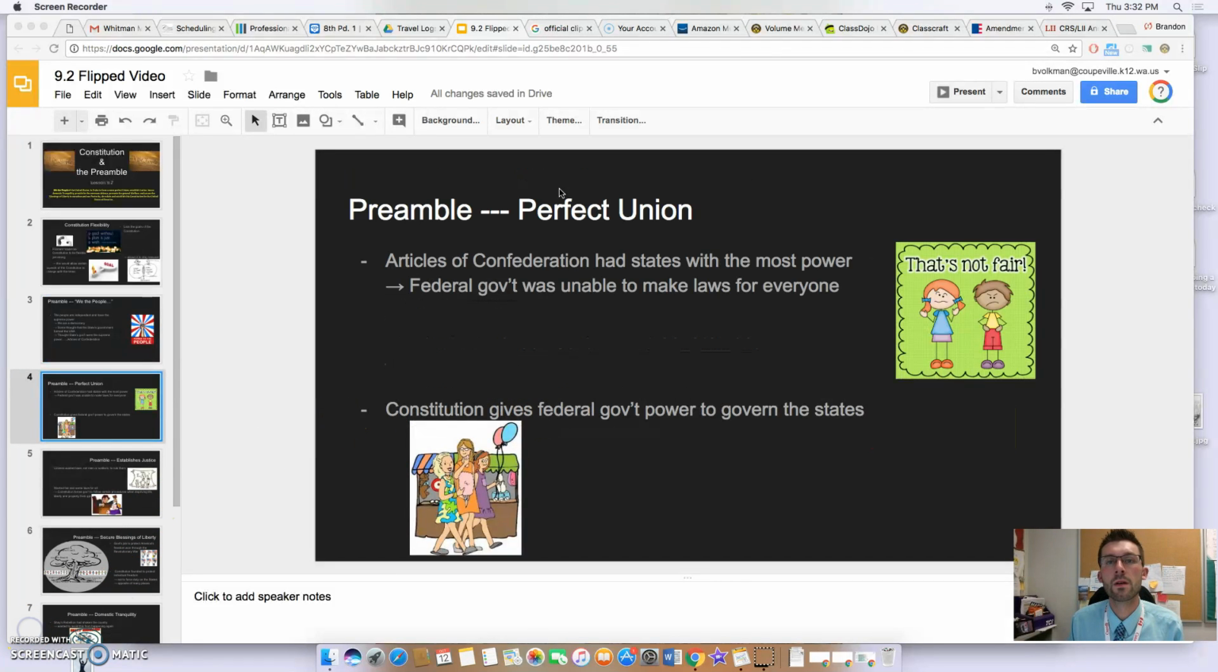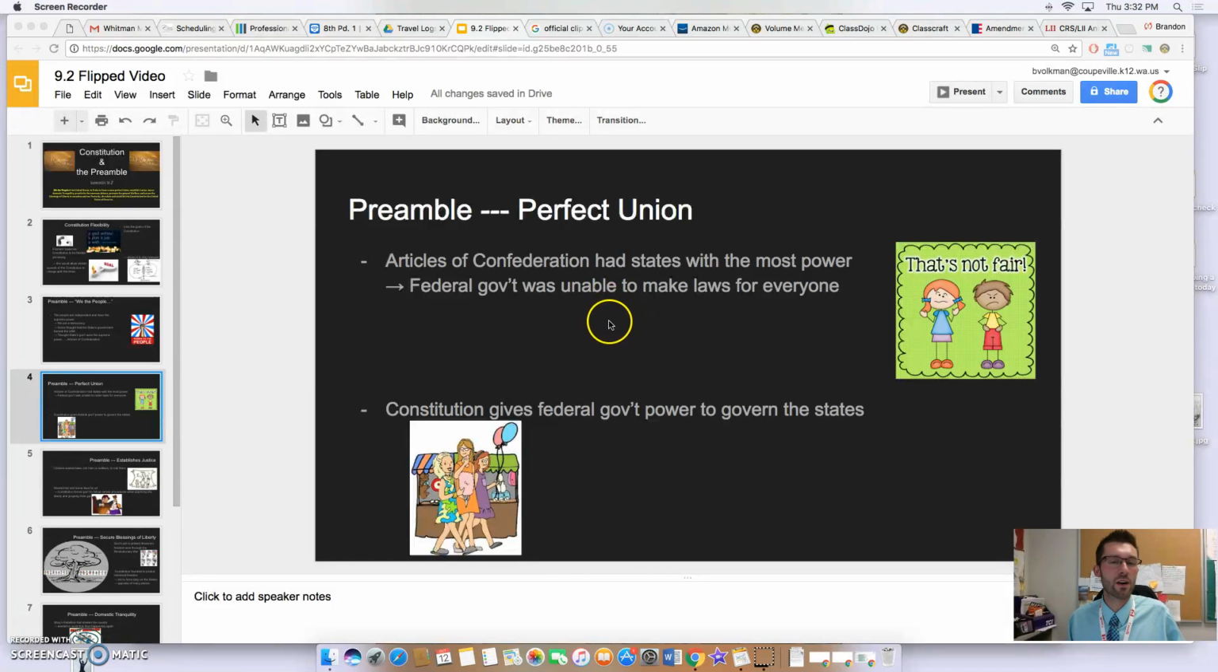The next part of the Constitution talks about there being a perfect union. Now again, before the Constitution, with the Articles of Confederation, states had more power than the federal government. And as a result, the federal government wasn't able to make laws that made everyone happy. The result was that things were not fair. Different states made different laws that resulted in people saying, "That's not fair."